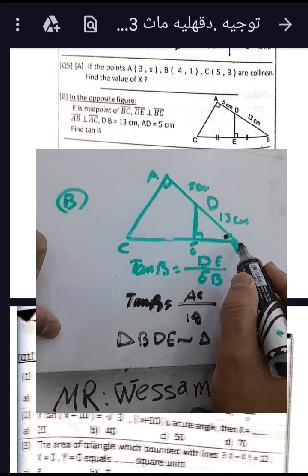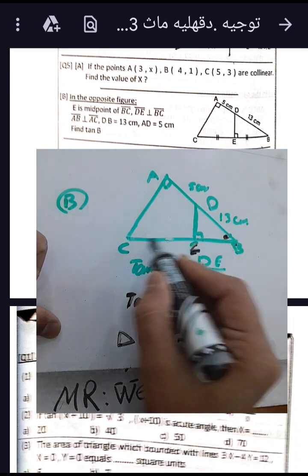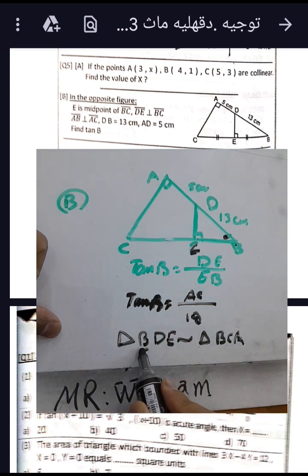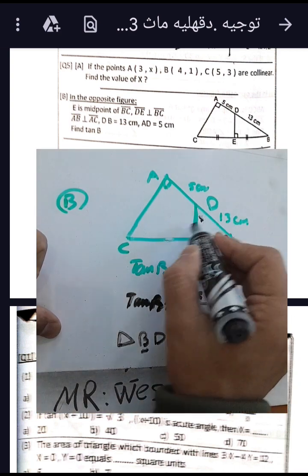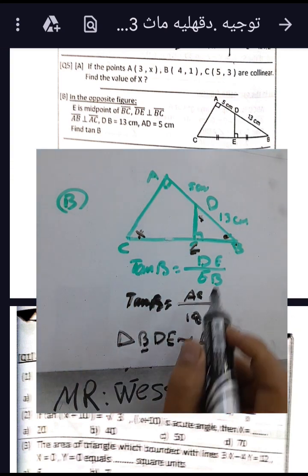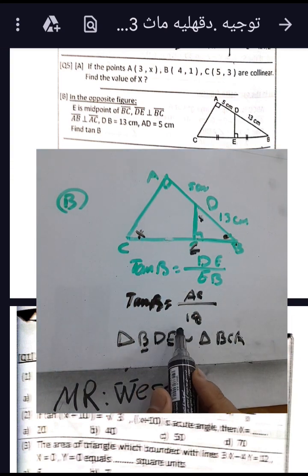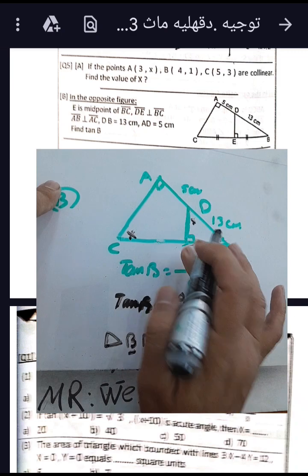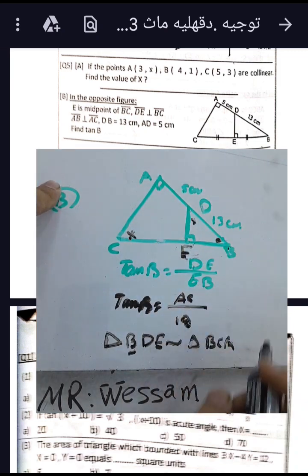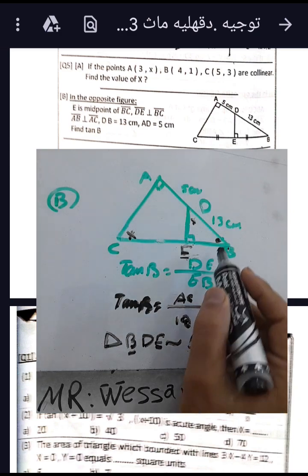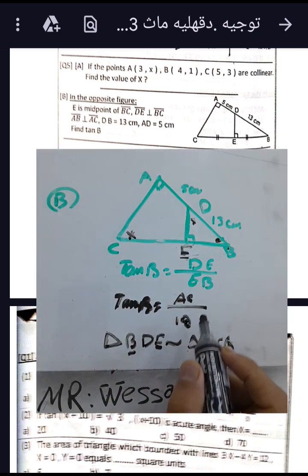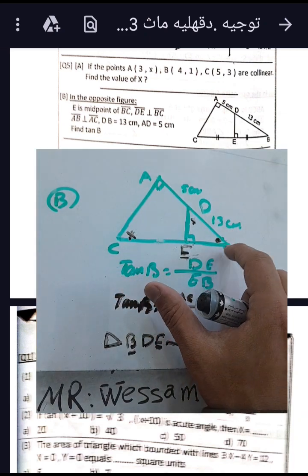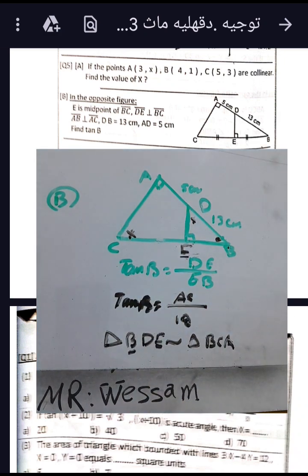Similar to this, we have triangles BDE and BCA. The measure of angle B will be equal to what? Angle B is common between them, and this angle BDE will be equal to angle BCA. Because we have two angles equal in measure, and B is a common angle between the two triangles, we have similarity between them.